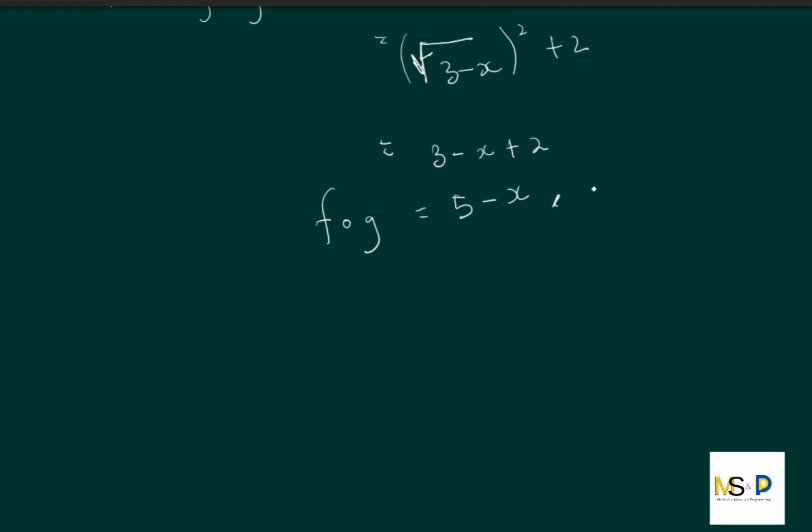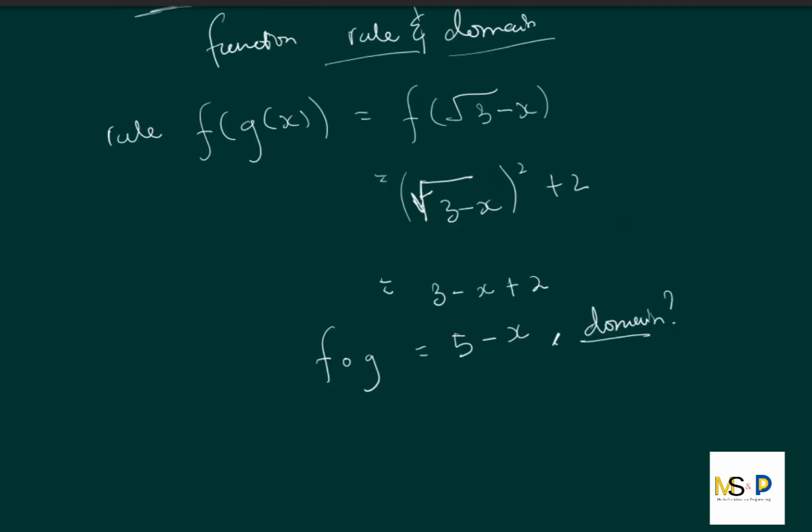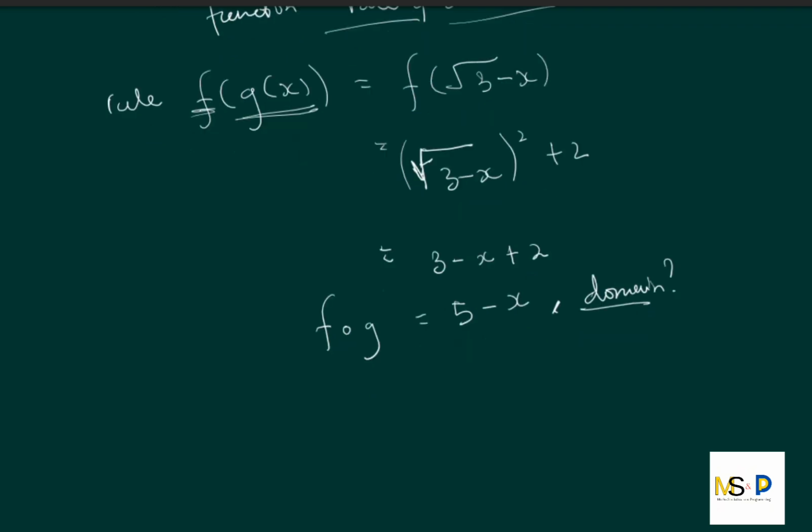But now we don't have the domain, right? We don't have the domain. So how are we going to find the domain of this composite function? Now, to find the domain, we have to find the domain of this function, and we have to find the intersection of the domain of this function and this other function. How are you going to do that?